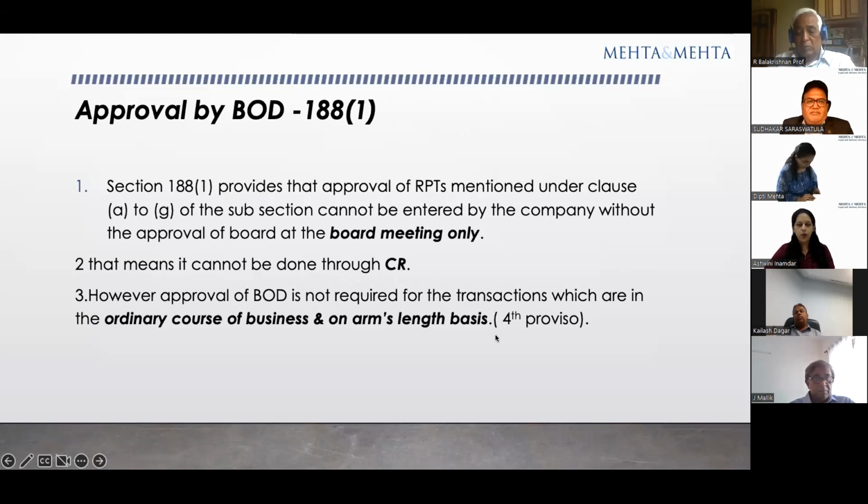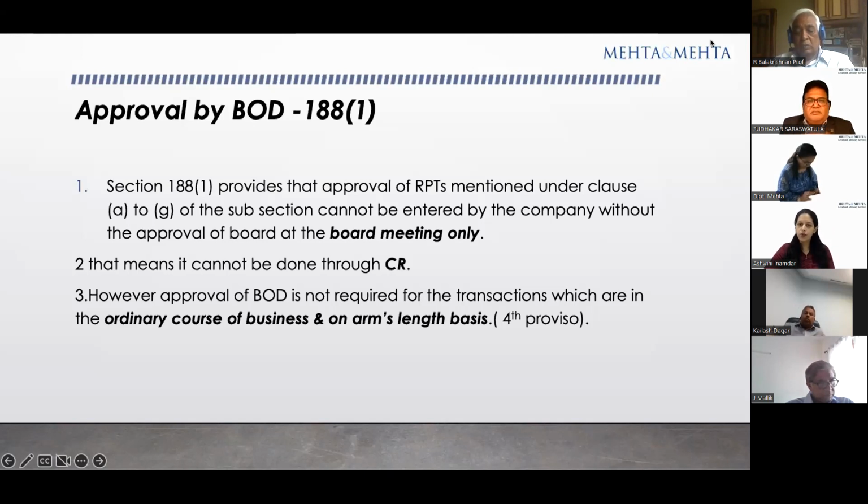So approval of the board. Now we have completed the audit committee and omnibus part. Now we'll see what the approval mechanism by the board is in case of related party transactions. Section 188 provides that approval is required for related party transactions mentioned under clauses A to G. So wherever the transactions fall under those criteria, they cannot be entered into by the company without approval of the board at a board meeting. This is a transaction which specifically requires a board resolution passed through a meeting of the board and not through circular. However, approval of the board is not required for transactions which are in the ordinary course of business and on arm's length basis.